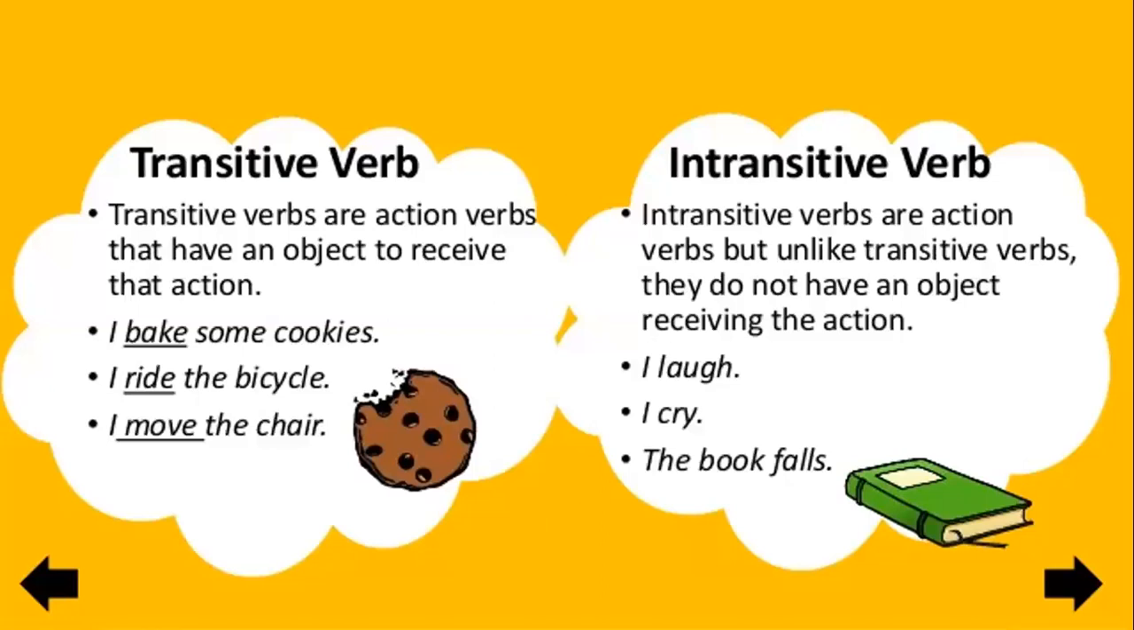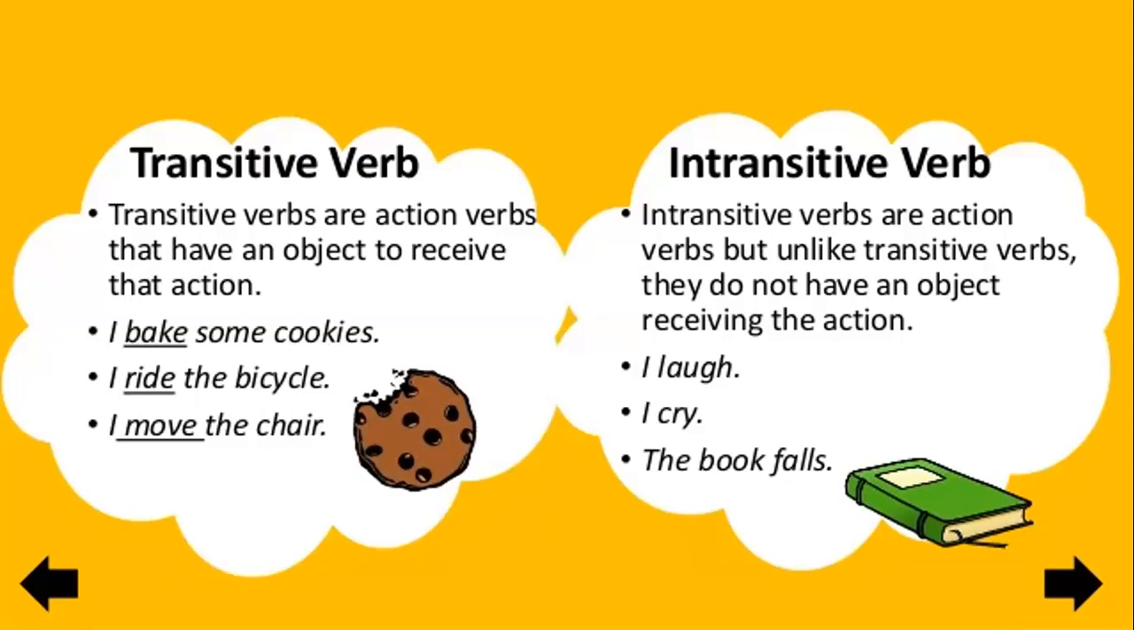Then we learned about transitive verbs and intransitive verbs. Now, transitive verbs were the action words that have an object to receive that action. A verb which requires an object to complete its sense is called a transitive verb. Like I bake some cookies. I ride the bicycle. I move the chair.